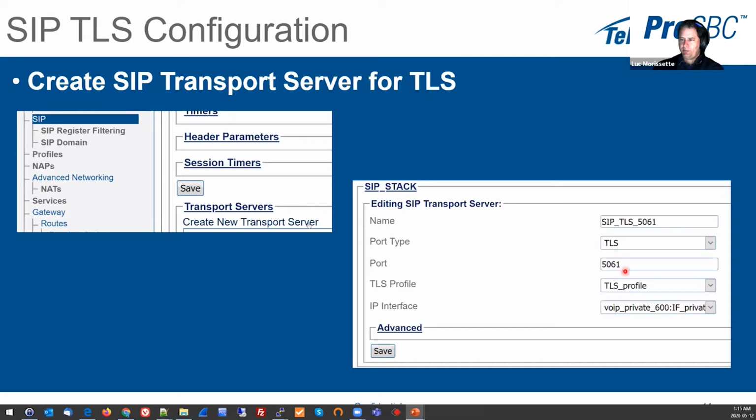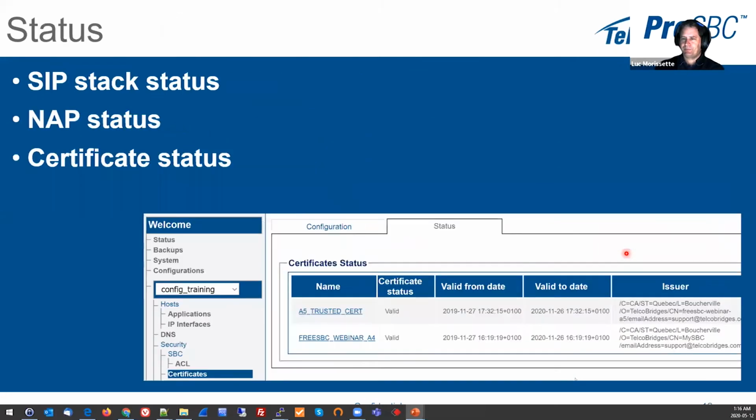Yeah, so the default port for TLS is 5061. So that's what you need to use if you want to have TLS default. But you can change that, of course. Okay, so once you have done this, you can create a NAP using this TLS profile and this SIP transport server.